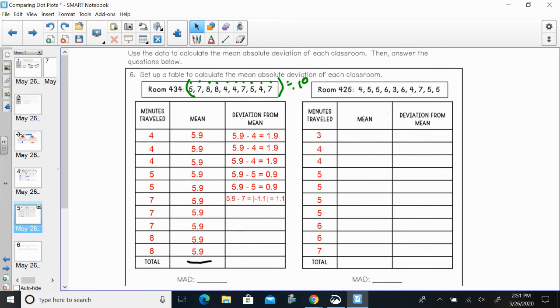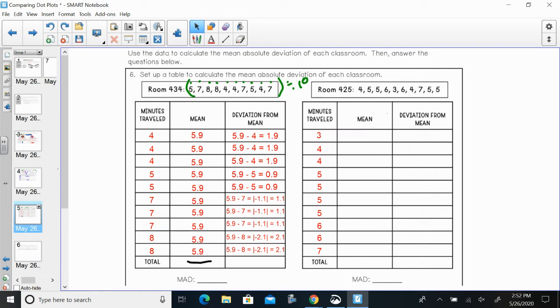So what we're saying is the number 7 is 1.1 units away from 5.9. I've got 3 data points that were exactly the same. And then I do the same thing for the number 8. The number 8 is 2.1 units away from 5.9.